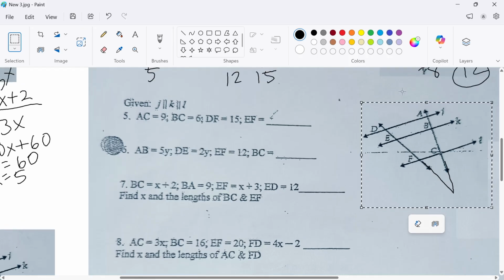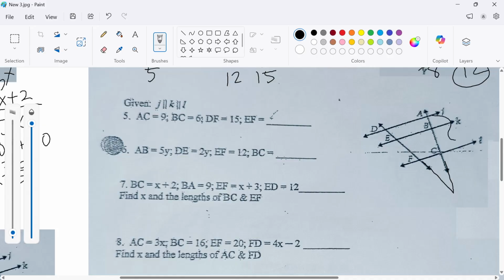All right, it says AC is 9. So this whole thing is 9. BC is 6, which makes AB 3. And DF is 15. EF, okay, this is 6. 3, 6. So this is 2/3. 2/3 of 9. Yep. So this is 2/3 of 15. 10. And this would have to be 5. DF is 5. That's 10.